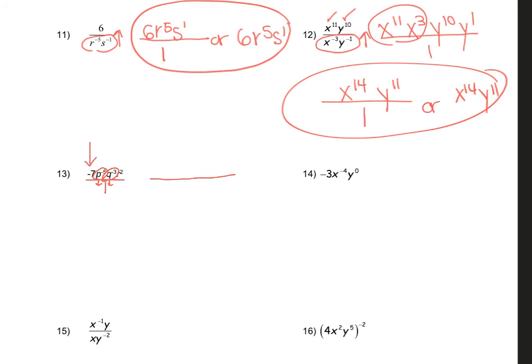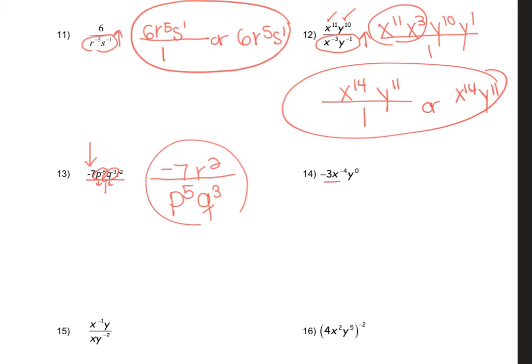I'm trying to think of a good metaphor for what a negative sign in the front means. But ultimately, you need a negative exponent to be unhappy. So the -7 is happy on the top. The r to the 2nd is happy on the top. The p to the 5th needs to go down below. And the q to the 3rd needs to go down below. And you're all done.